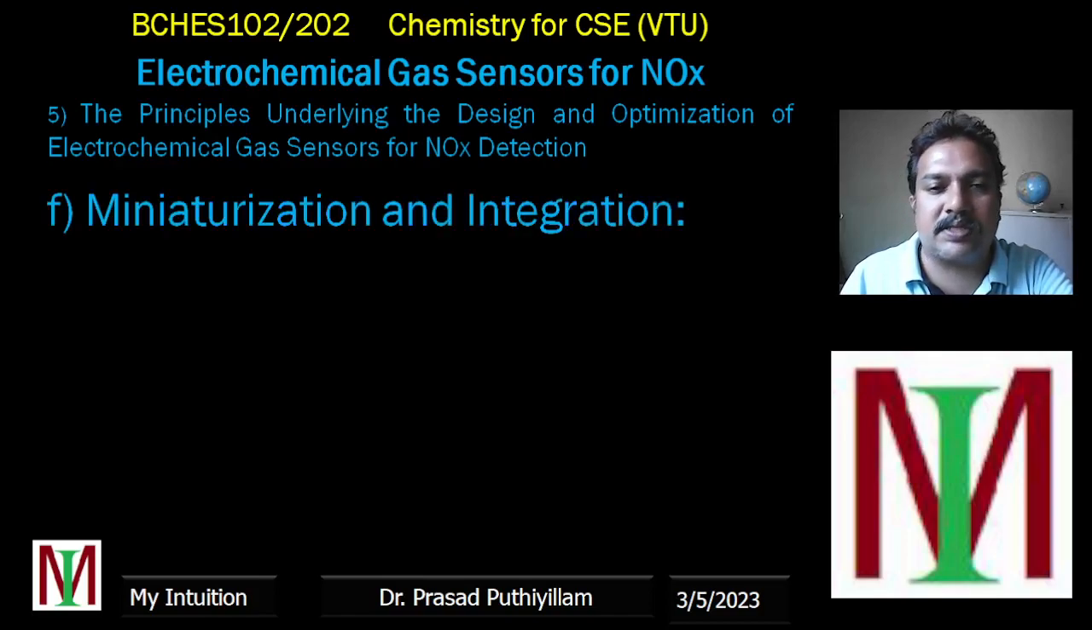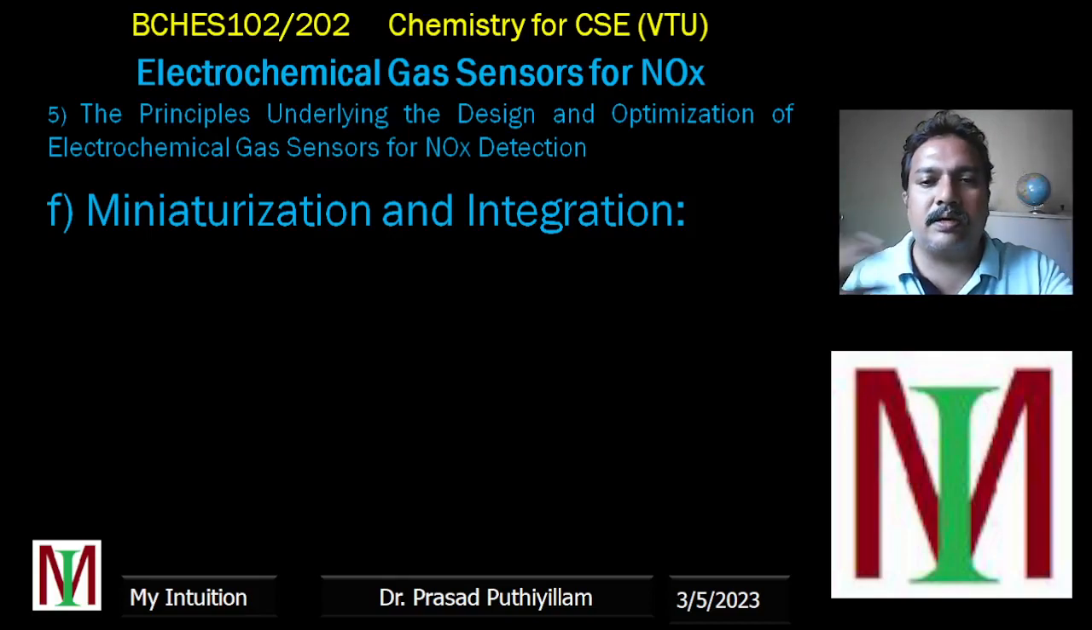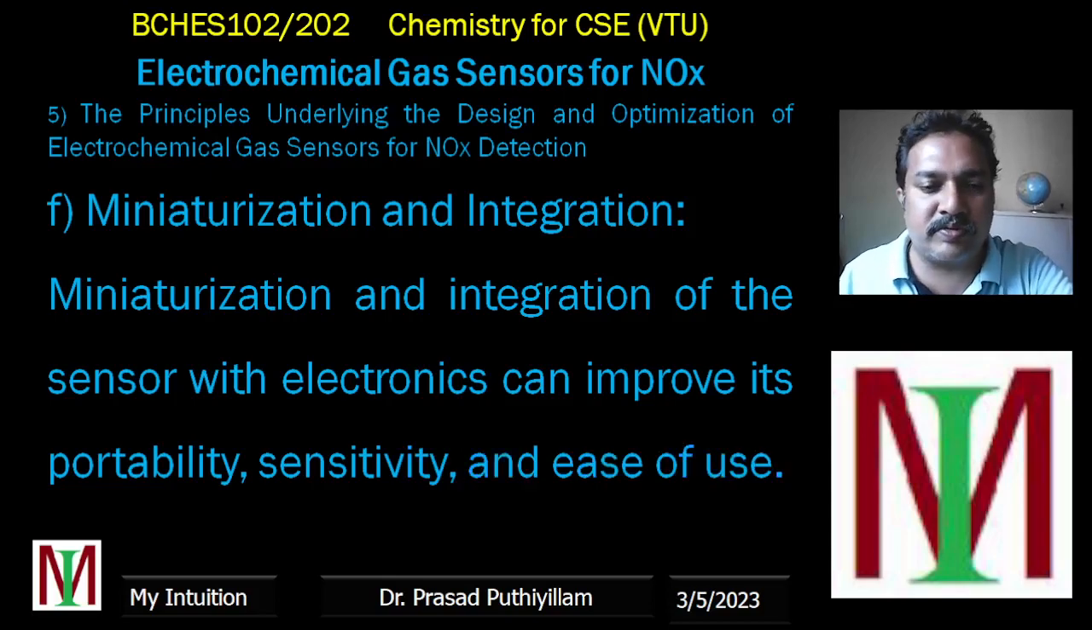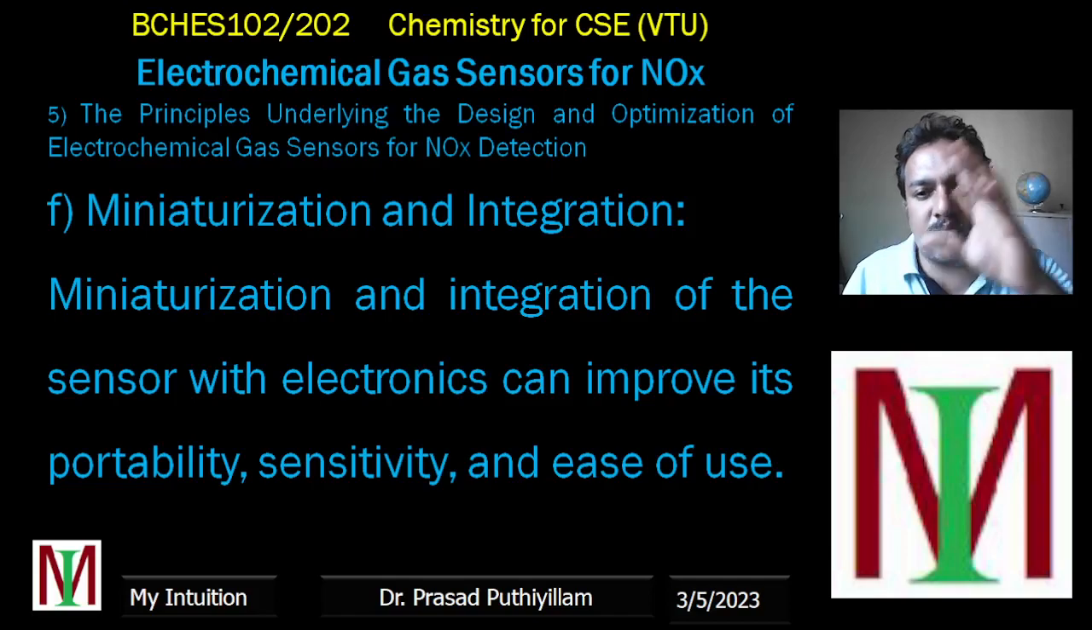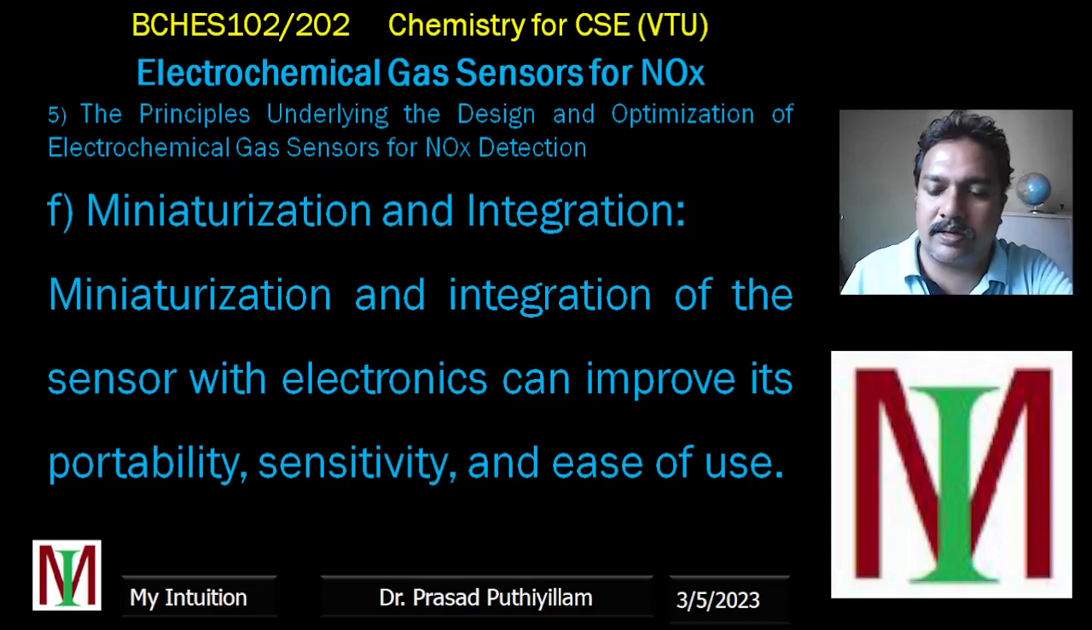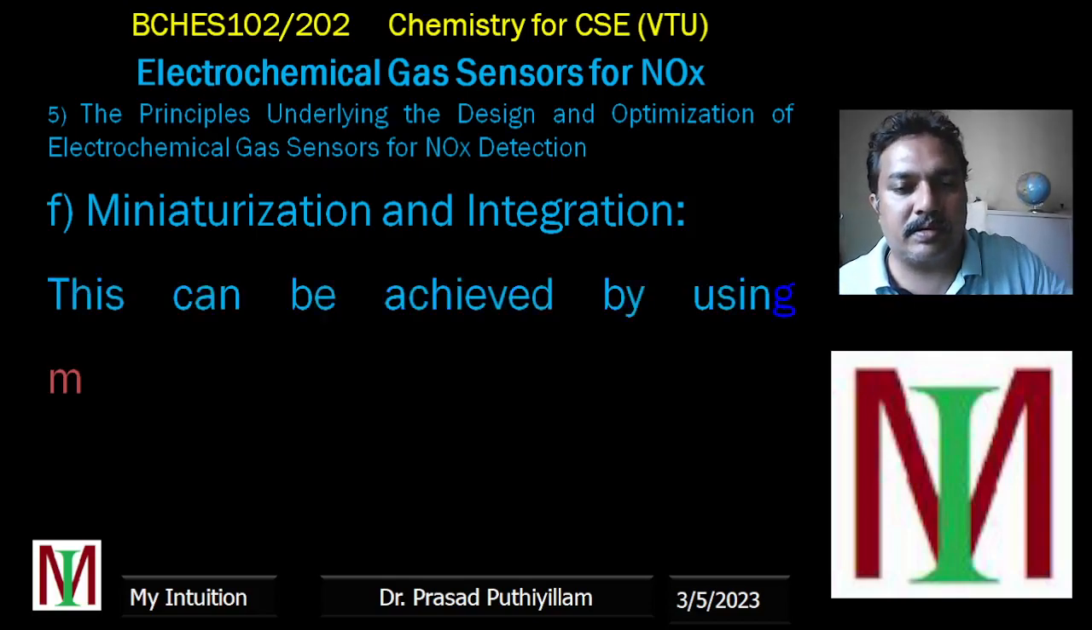Miniaturization and integration. Miniaturization means bringing to a smaller, miniature size. Integration means connecting some other components, other sensors or other devices along with the gas sensor. Miniaturization and integration of the sensor with electronics can improve its portability, sensitivity, and ease of use. Miniaturization means it becomes smaller in size so that we can carry it. Portability is good, the sensitivity also will be good, and usage also very effective.